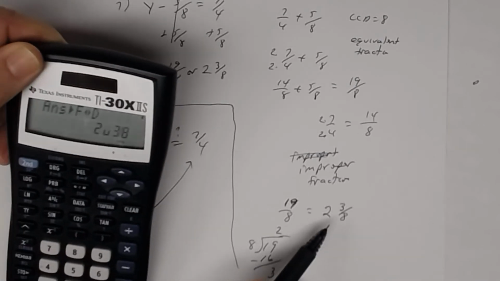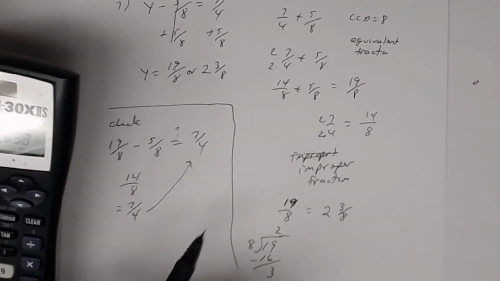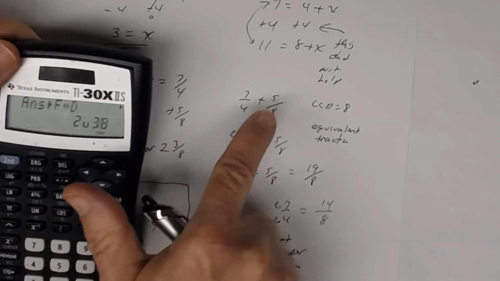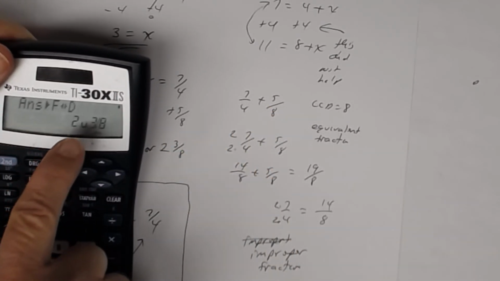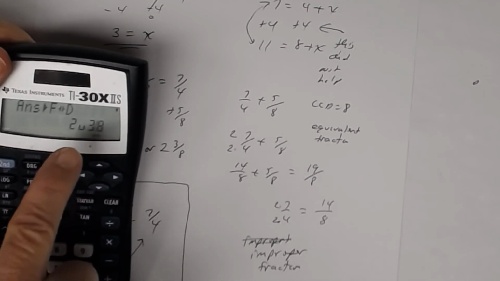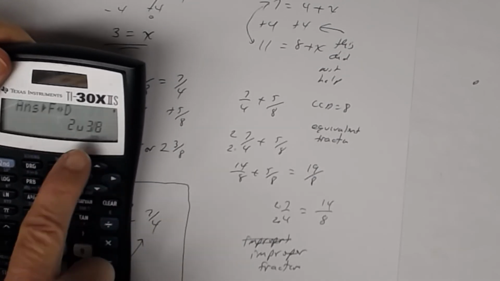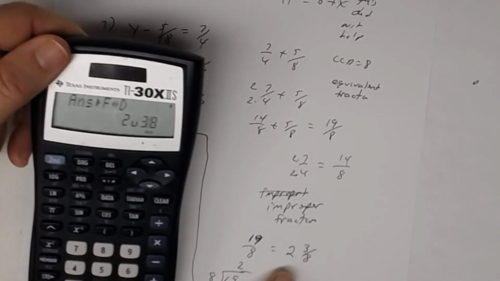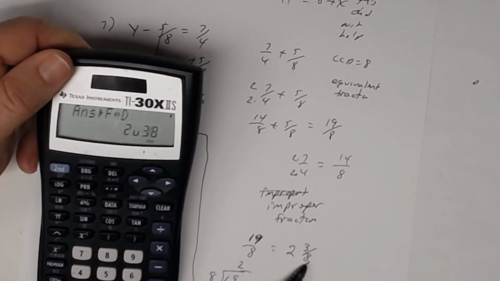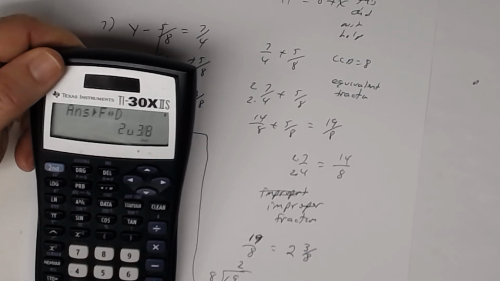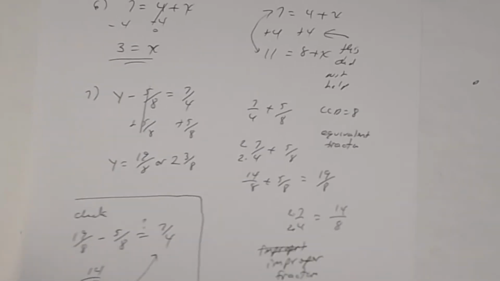So that's how you would use it in your calculator. You can easily do this in your calculator to get it to a mixed number or a fraction if it's not a mixed number. And if you want to change it back to an improper fraction, then you would take that 2 3/8 and you would say 8 times 2 is 16, 16 plus 3 is 19, so you get 19/8. Okay? All right, so let's look at number 8.